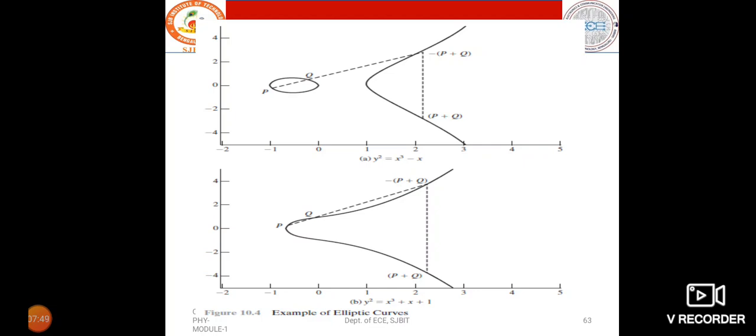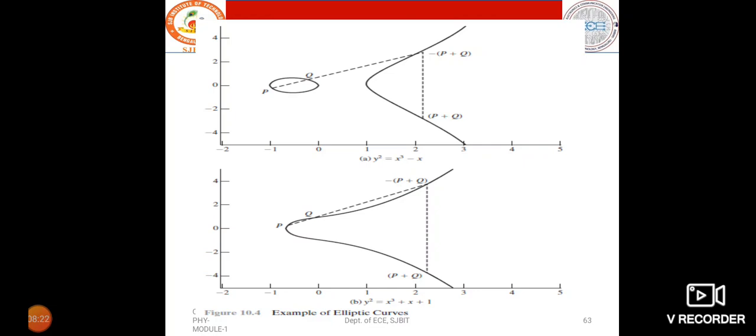The negative of a point P is the point with the same x coordinate but the negative of the y coordinate, that is, if P is equal to (x, y), then minus P is equal to (x, minus y). These 2 points can be joined by a vertical line, and note that P plus minus P is equal to O or 0. So to add 2 points P and Q with different x coordinates, draw a straight line between them and find the third point of intersection R.